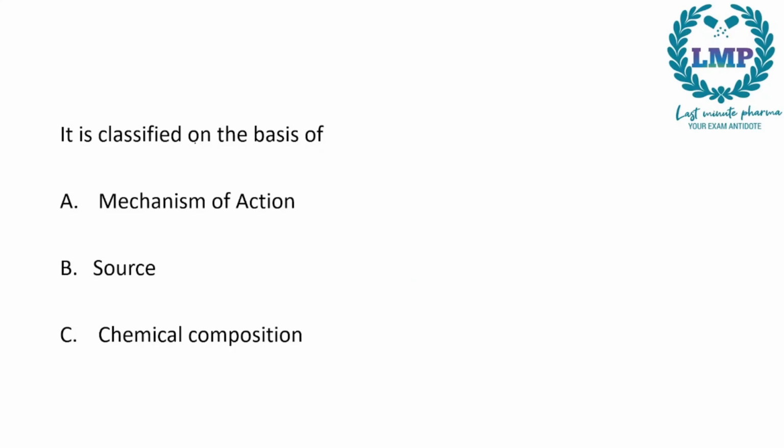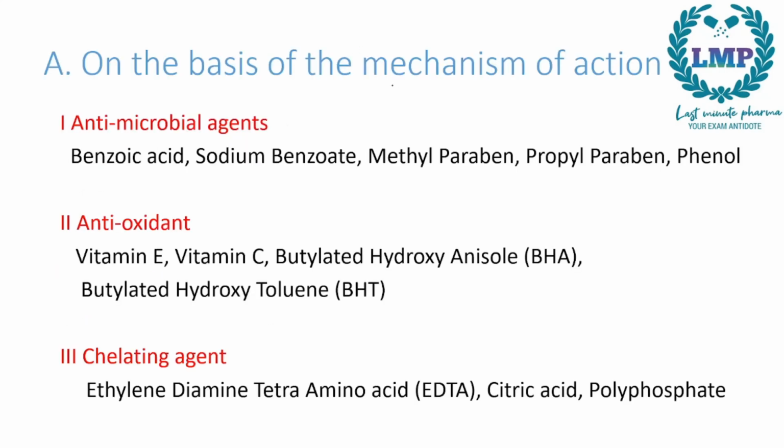Now let us look at the classification. The classification is based on the mechanism of action, source, and chemical composition. So what are they classified on the basis of? Mechanism of action, source, and chemical composition. Now let us start one by one. On the basis of mechanism of action, the agents are classified into three categories: antimicrobial agents, antioxidants, and chelating agents. So what are the three? Antimicrobial agents, antioxidants, and chelating agents.